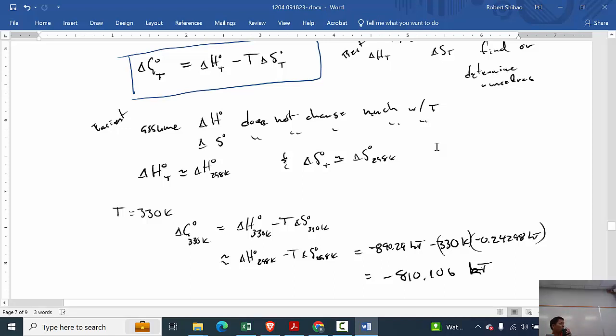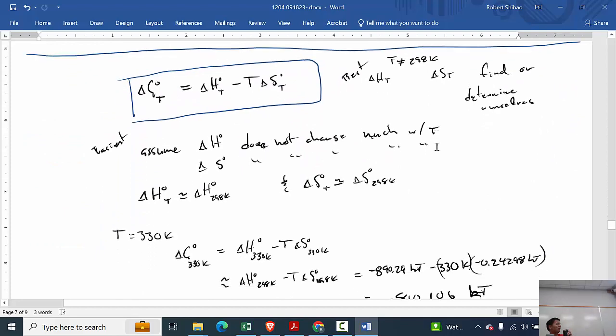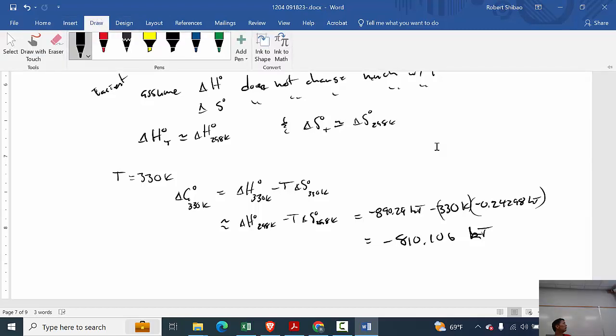What was it before? It was minus 817, and now we're at minus 810. Did the driving force get weaker or stronger? It got weaker. And I didn't have to do the calculation. I could have told you it was going to get weaker, and you should be able to do this too. Let me just show you how to determine it.